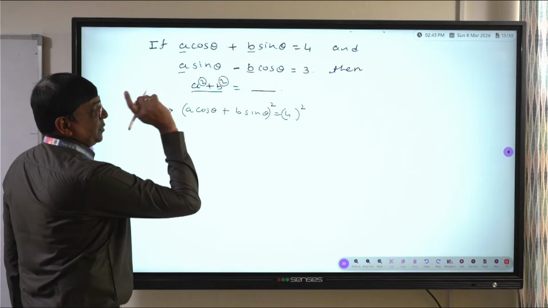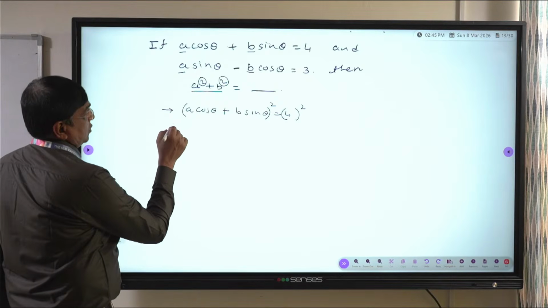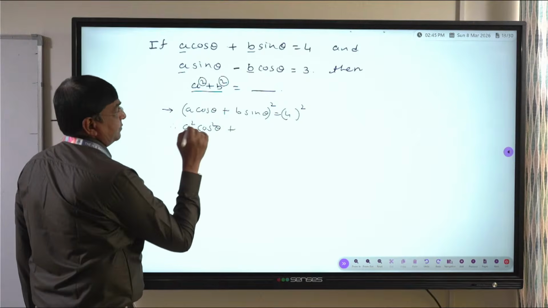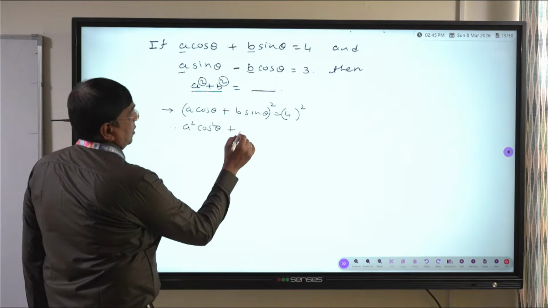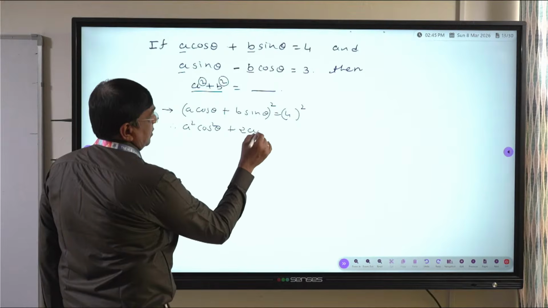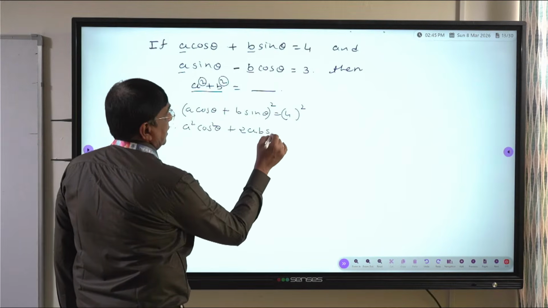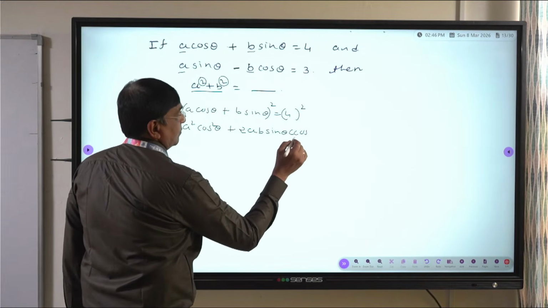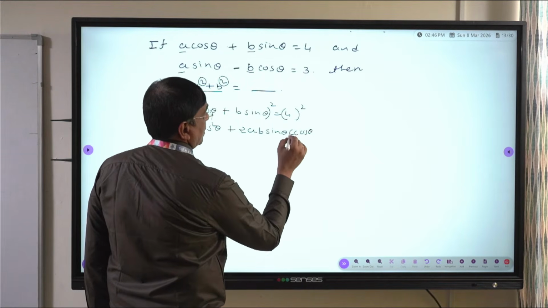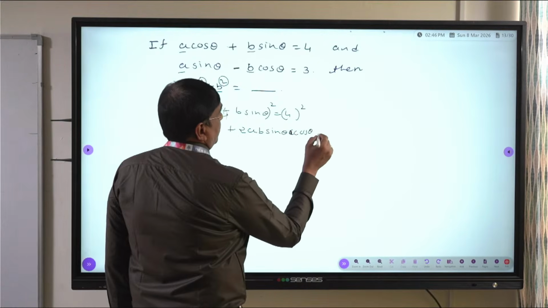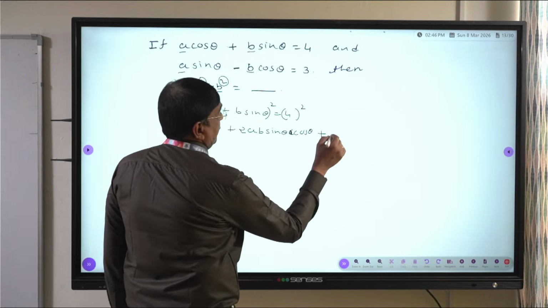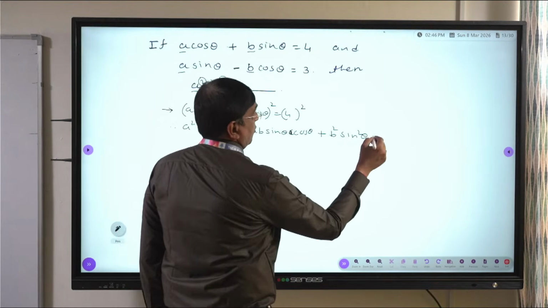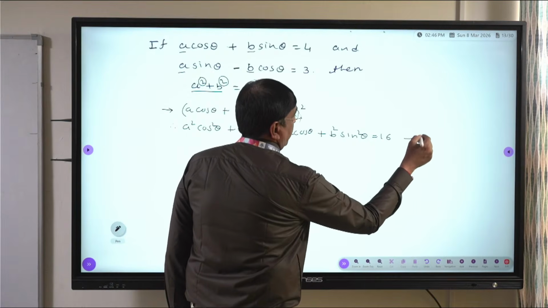Expansion like (A plus B) whole square. So A square cos square theta plus 2AB sin theta cos theta plus B square sin square theta equals 16. Say number 1.